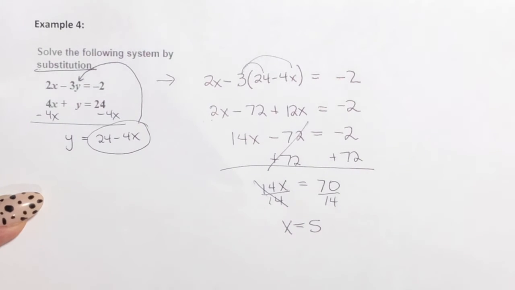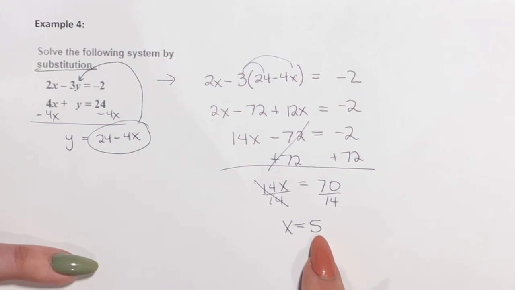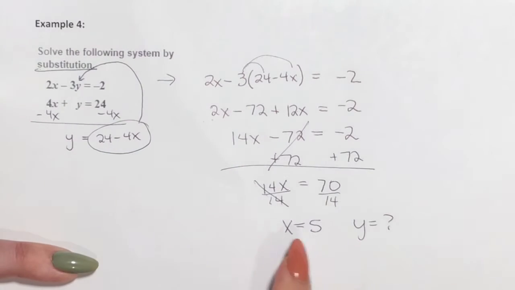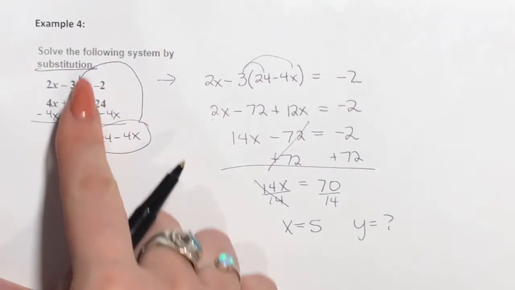But remember, when you're solving a system, you're finding where the two equations would be intersecting with each other. So if I have an x value, I also need a y value. Right now I'm only halfway done because I only have the x. So now to get the y value, we need to plug x in to one of the equations.